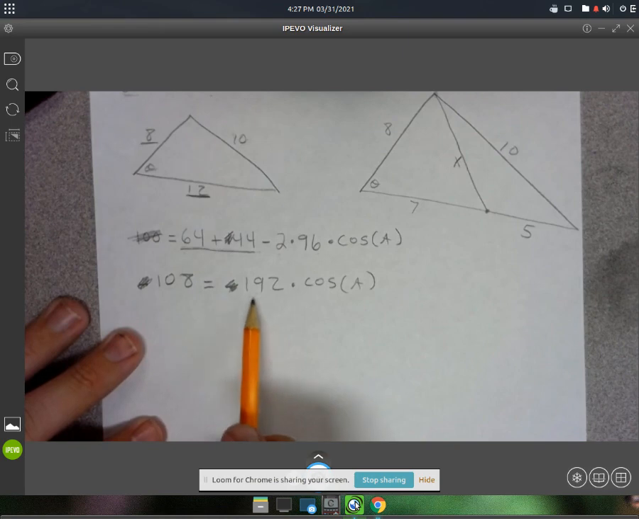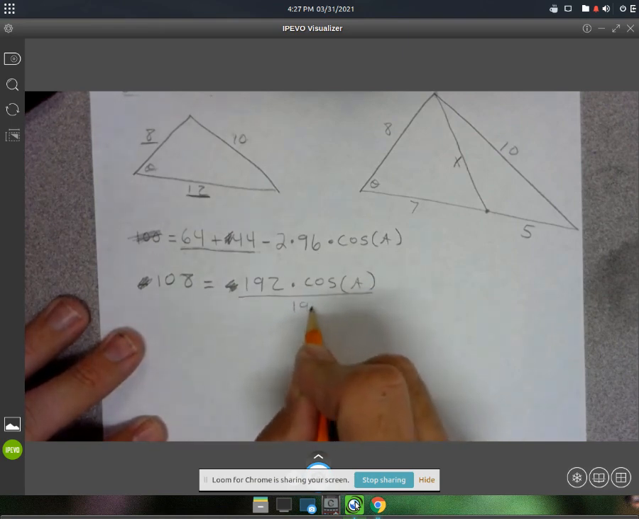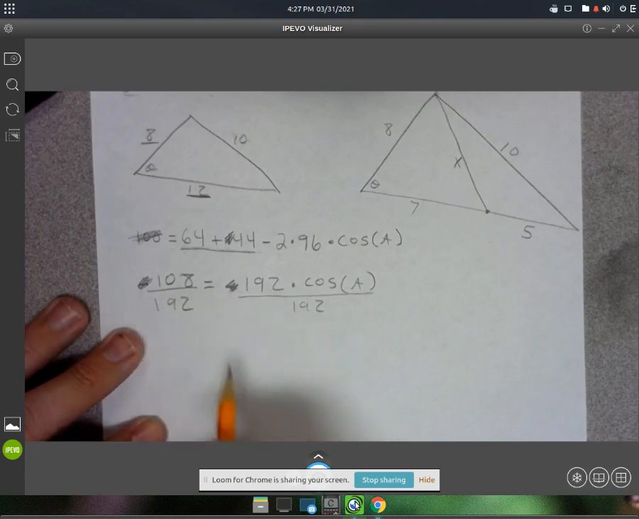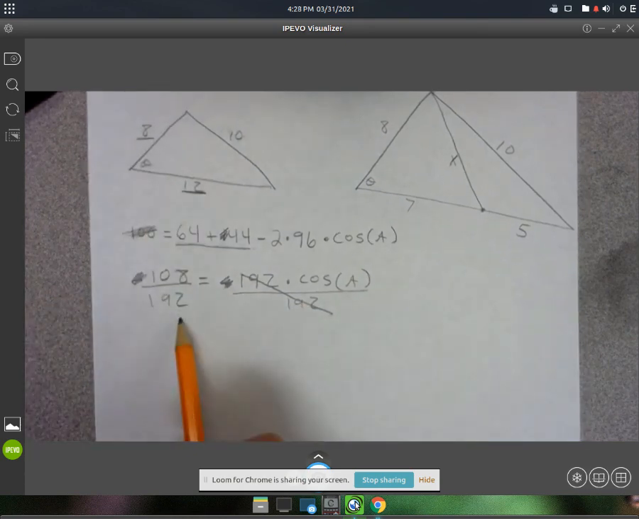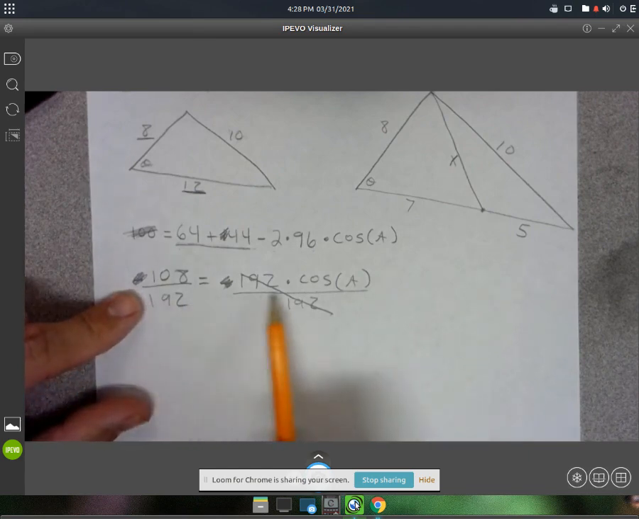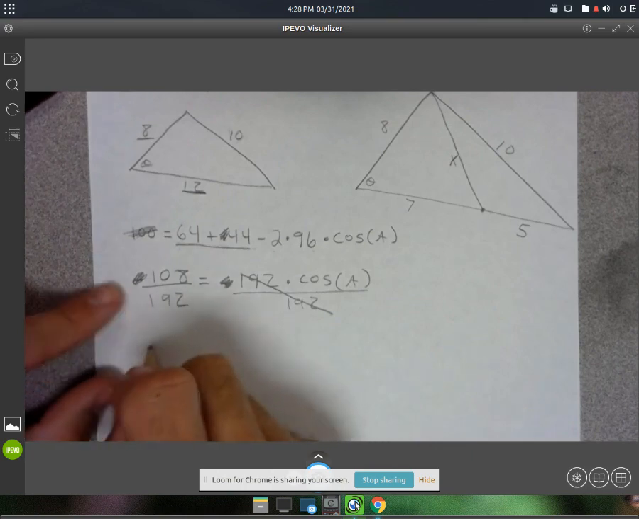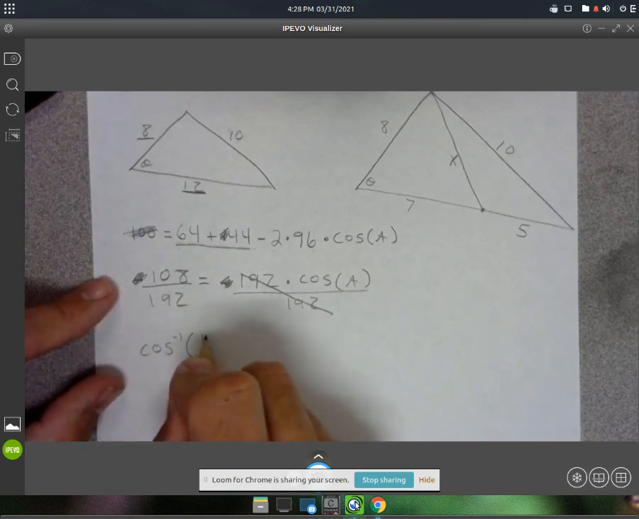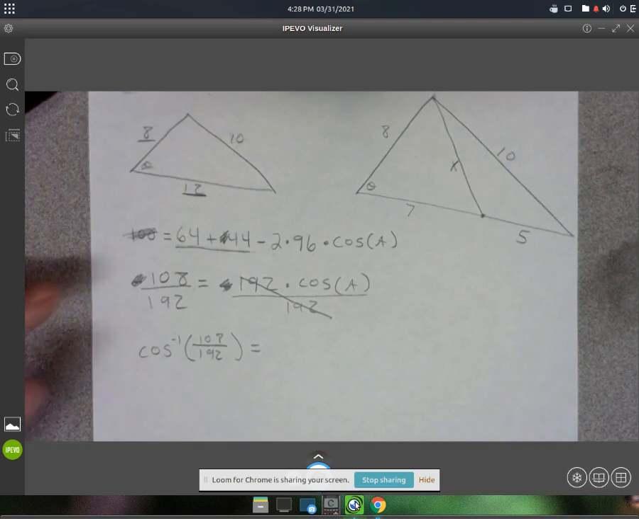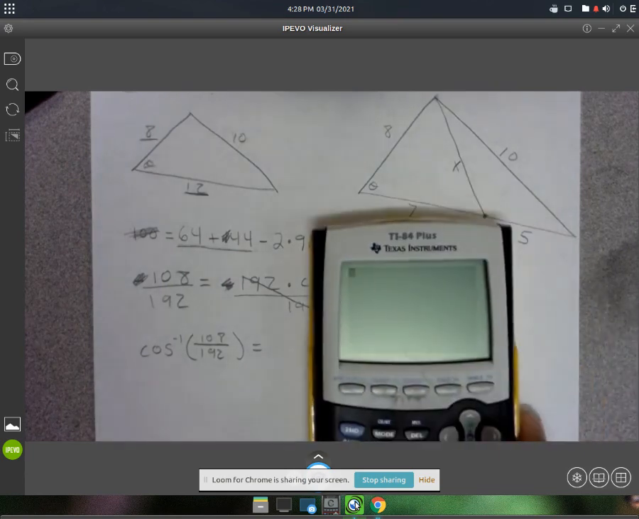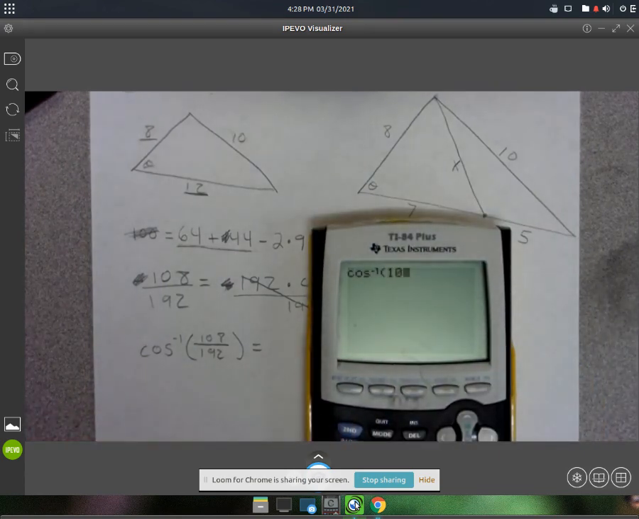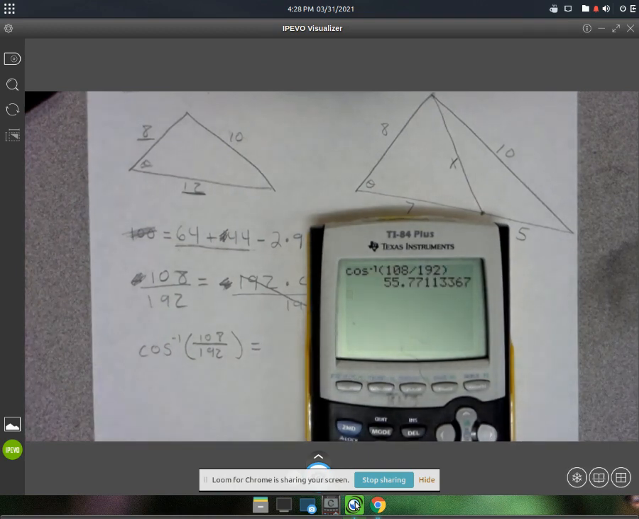Okay. Divide by 192 here. Divide by 192. I could simplify this, but it doesn't matter too much. I'm going to be doing the inverse cosine of this fraction. So cosine inverse of 108 over 192, and that's going to solve for my missing angle here. So inverse cosine of 108 divided by 192. And that gives me 55.77.